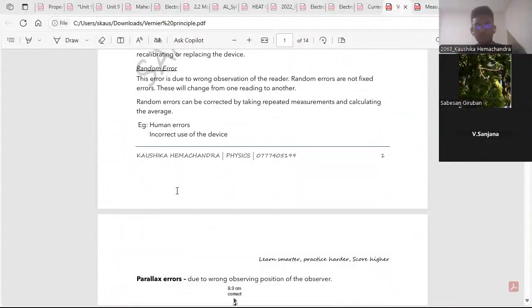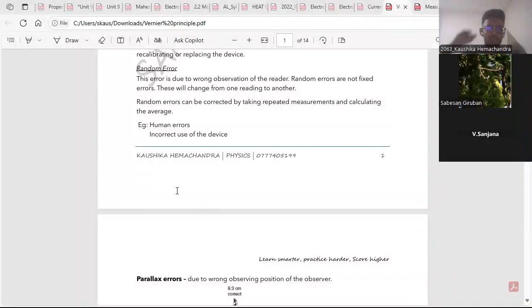Right. Then we go to the random error. So there are faults of the instrument and there are faults of the reader or the person that takes the reading, right? So errors due to wrong observation are random errors, right? So they are not fixed.